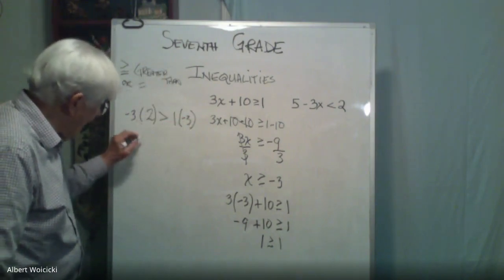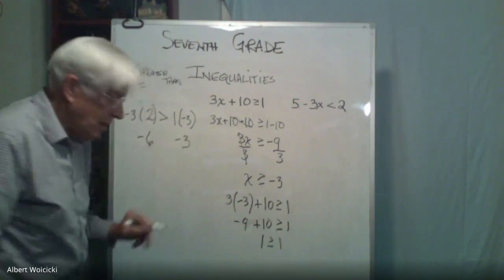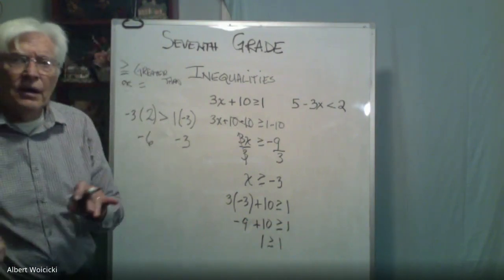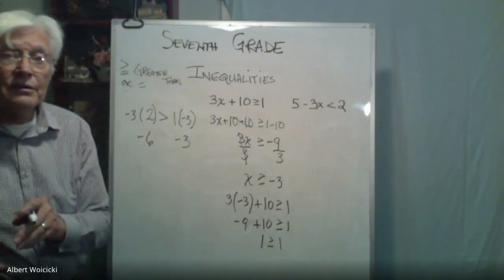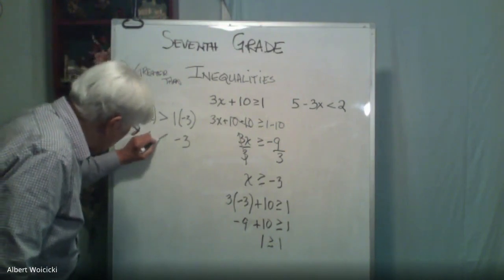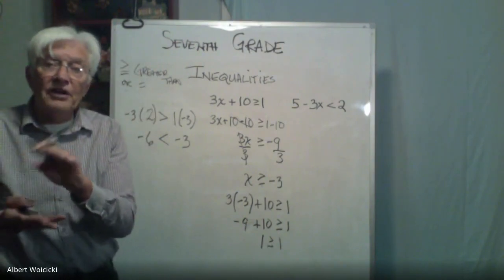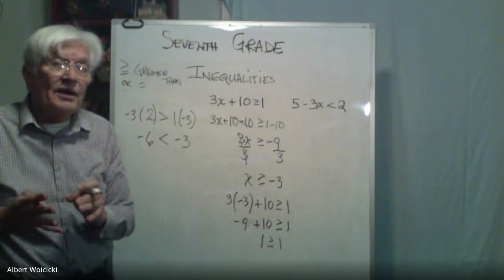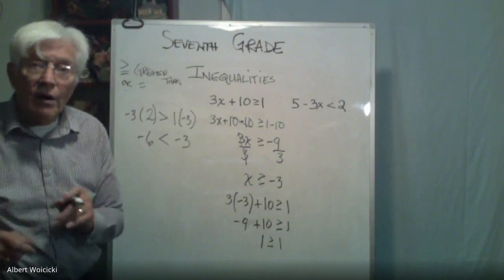This becomes the opposite of 6. This becomes the opposite of 3. Now, if I were to keep my statement here greater than in this direction, I would be wrong because the opposite of 6 is not greater than the opposite of 3. So this changes. The order of the inequality is flipped when I multiply or divide by a negative on both sides of my inequality.